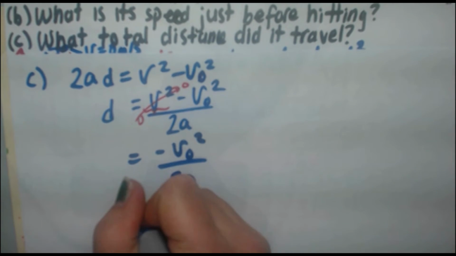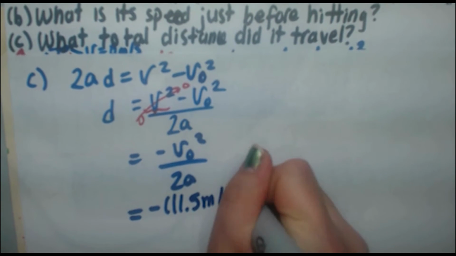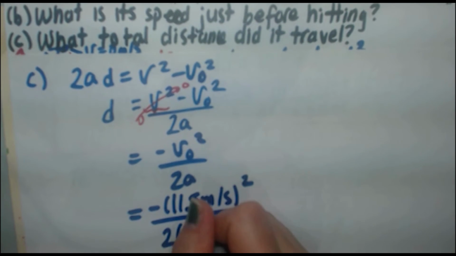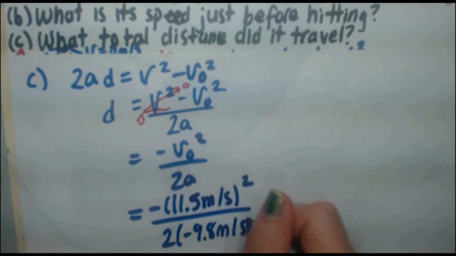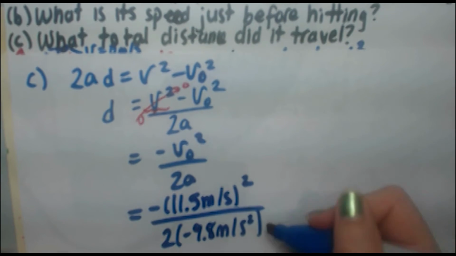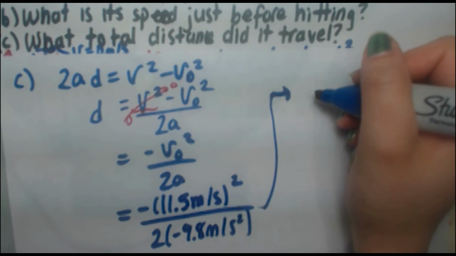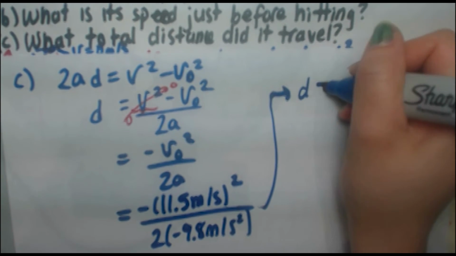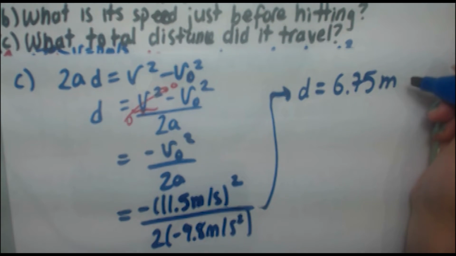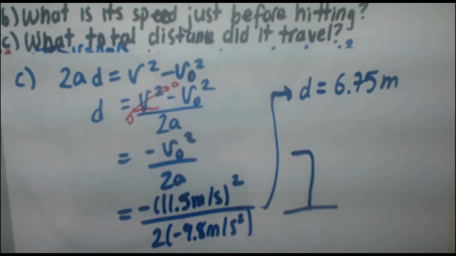So without further ado, plug it in. Minus 11.5 meters per second, that gets squared, don't forget, divided by 2 times the negative 9.8 meters per second squared. Plug that in, enter it in your calculator, and you're going to get the wonderful number of, let's see, D equals 6.75 meters.